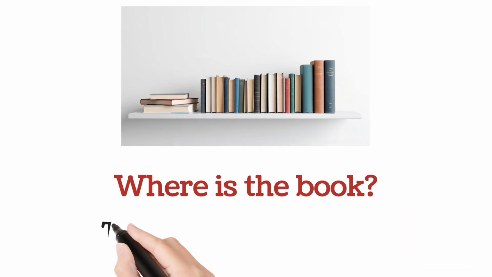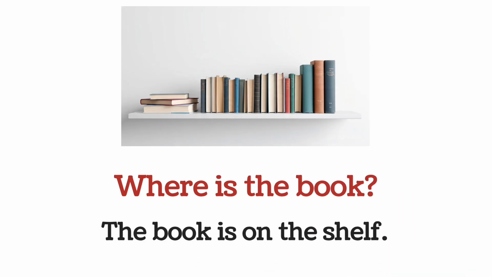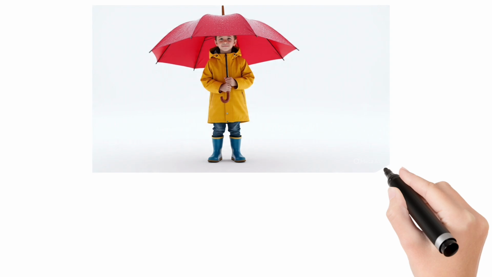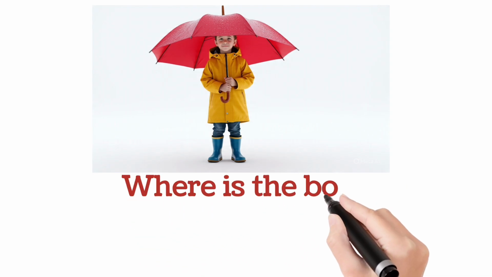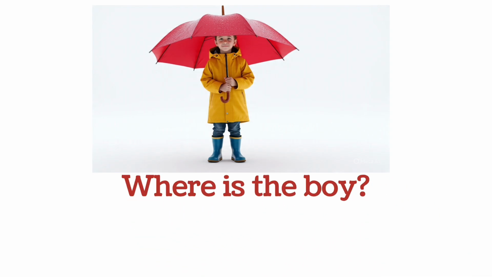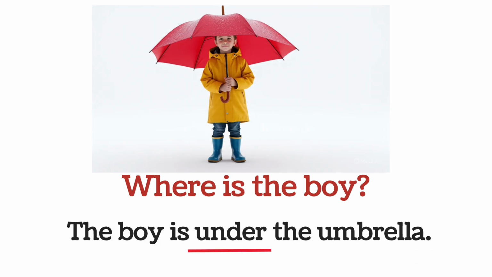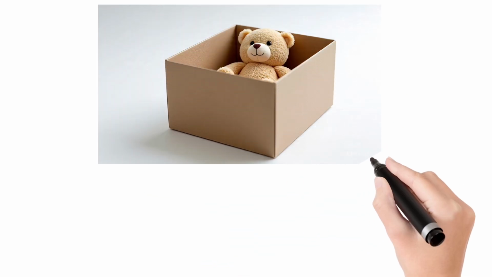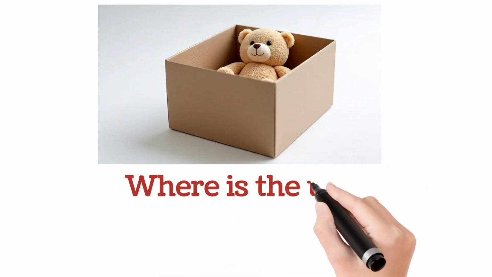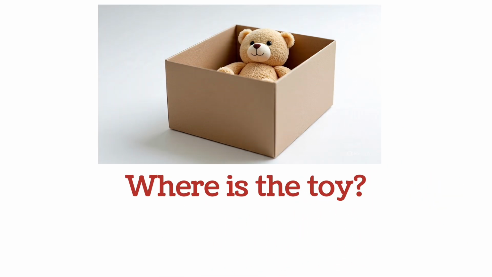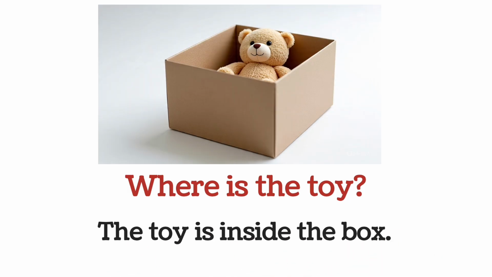Where is the book? The book is on the shelf. Where is the boy? The boy is under the umbrella. Where is the toy? The toy is inside the box.